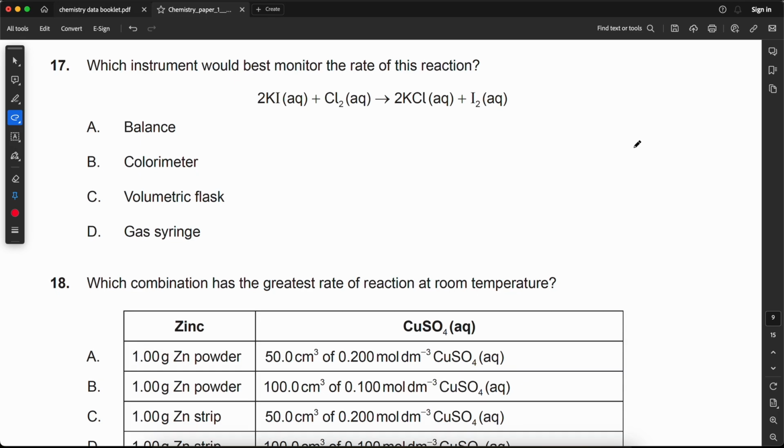Which instrument would best monitor the rate of this reaction? Cl2 has a yellow-greenish color, even though KI is colorless, but once it is mixed, it will have a color. So a colorimeter is suitable to monitor the rate of this reaction because it absorbs a portion of the light according to the color intensity.